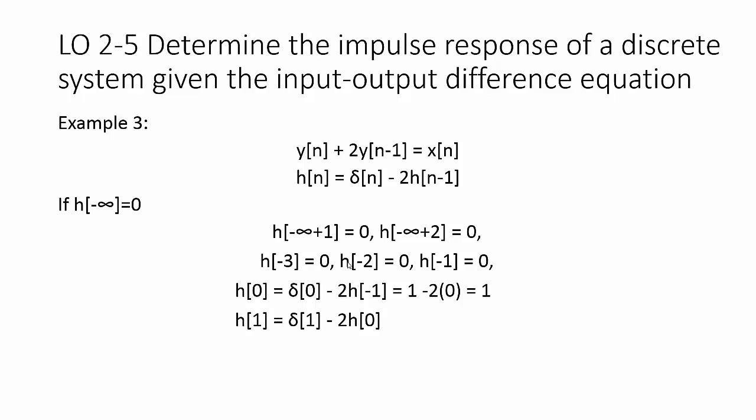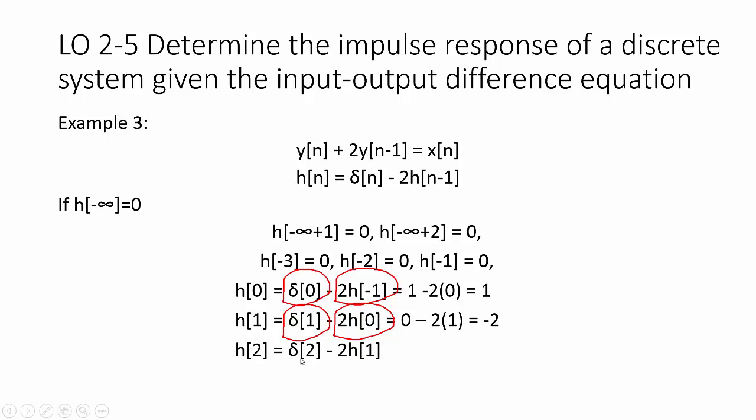Let's keep moving forward now. h of 1 is delta of 1 minus 2h of 0. While delta of 0 was 1, delta of 1 will again be 0. And previously, our h of negative 1 was 0, but now we've got h of 0, and h of 0 we just said was 1. So now our output is 0 minus 2 times 1, or negative 2.